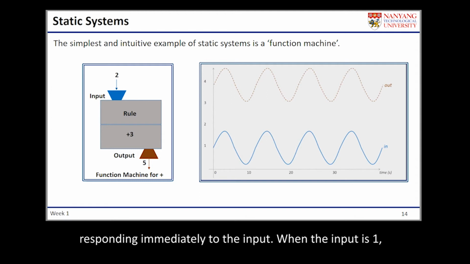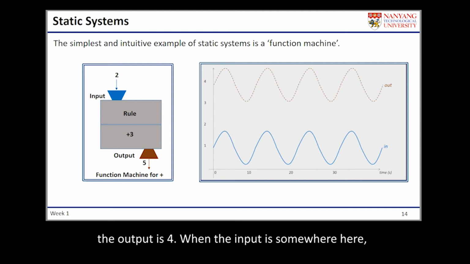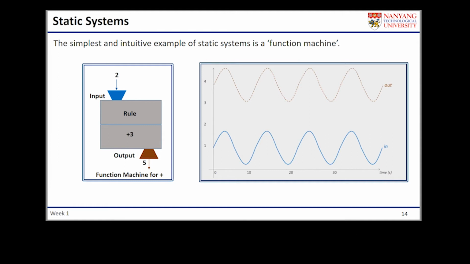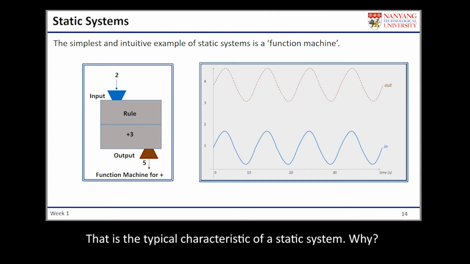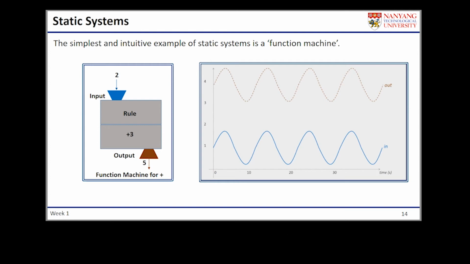When the input is 1, the output is 4. When the input is somewhere here, I don't know, probably this is 1.6, the output is 4.6. So the output immediately responds to the input. That is a typical characteristic of a static system. Why? Because the relationship between input and output, again, is represented by simple algebraic operation.